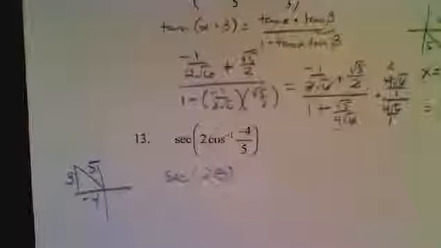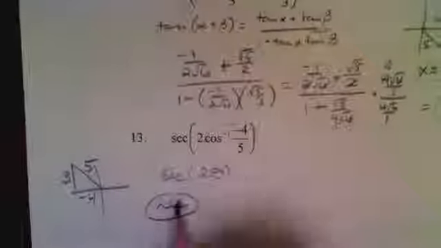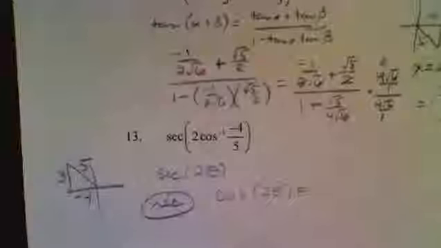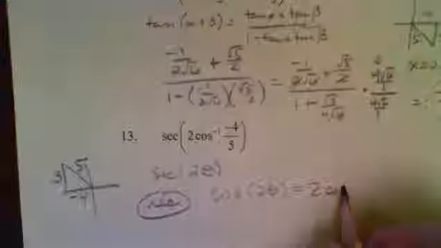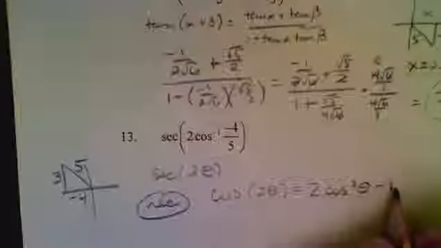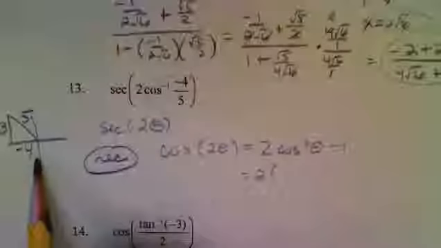So for secant of 2 theta, I have a formula for the cosine of 2 theta, but I'm going to flip it when I'm done and look at the reciprocal. So again, I'm going to make a note to myself, I've got to do the reciprocal. So we're going to do the cosine of 2 theta. There are 3 different formulas to use. It doesn't matter which one you use. I'll use the one that says 2 cosine squared theta minus 1. So I'm going to take 2 times the cosine of this theta angle, negative 4/5 squared, minus 1.